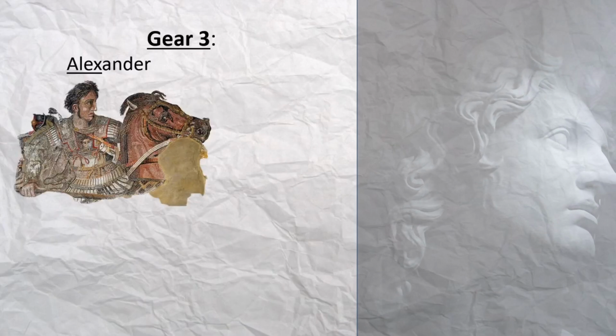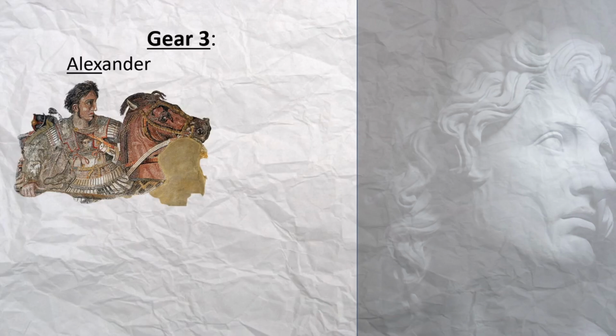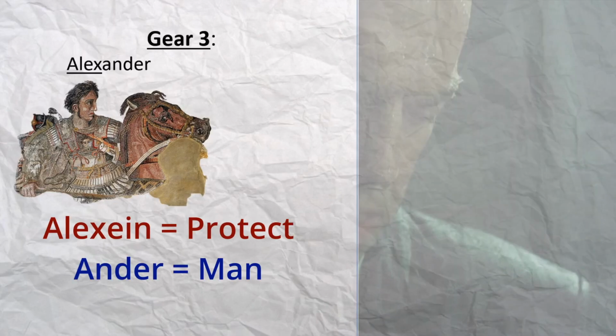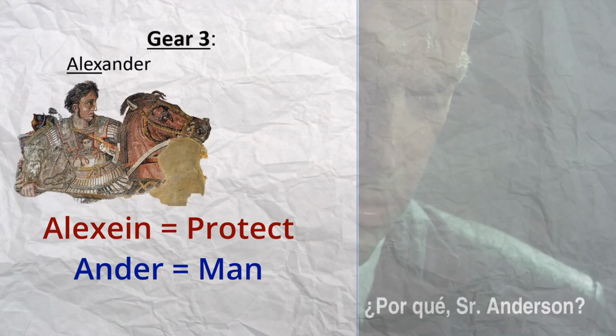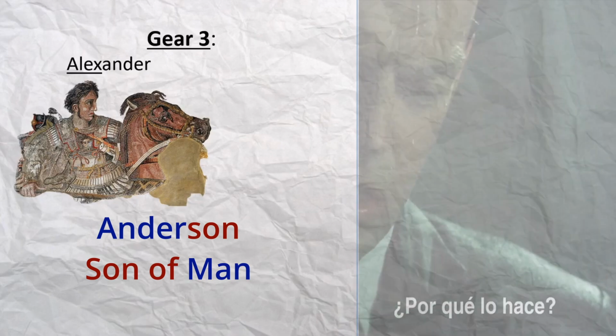Final round. One of the most powerful conquerors of all time was Alexander the Great. A quick side note on his name. His name means protector of men because Alexein means protect and Ander means men. This is one of the Easter eggs in The Matrix. Neo within The Matrix was known as Mr. Anderson because within The Matrix he was the son of man.